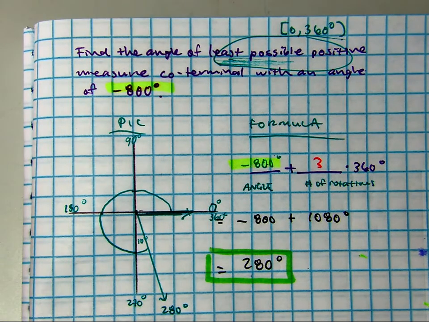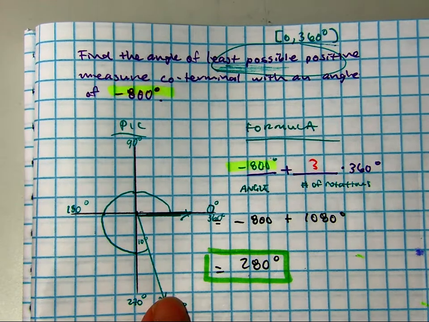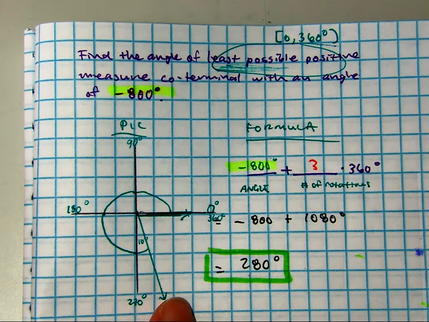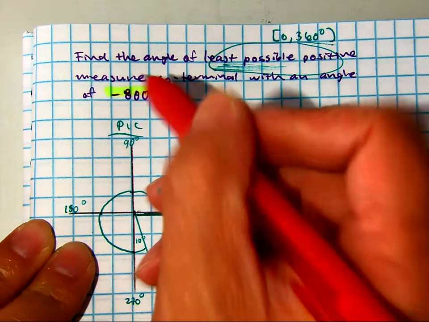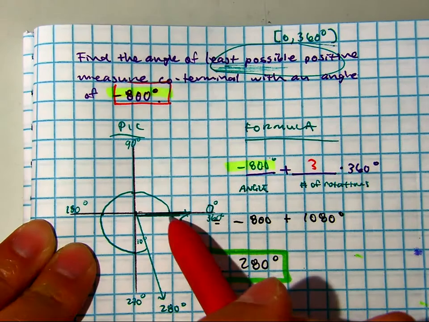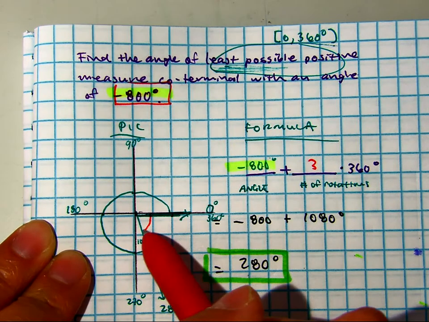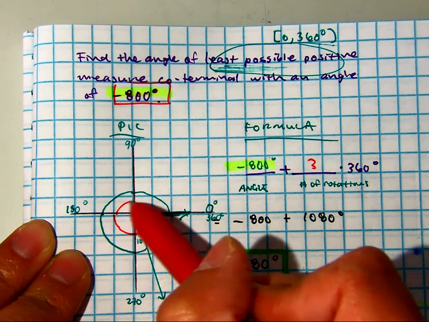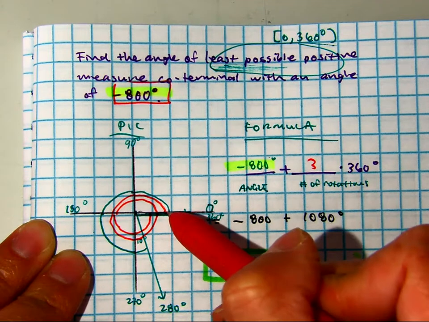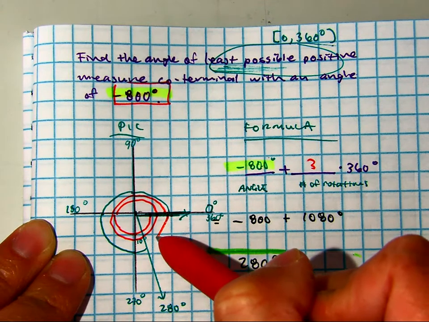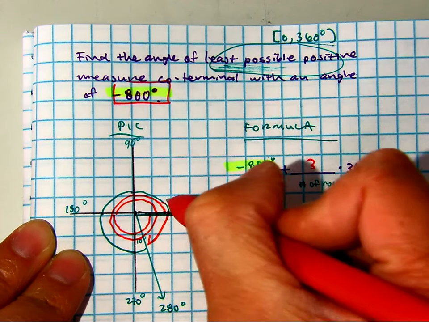Negative 800 degrees would essentially be doing this. You're starting here, negative 90, negative 180, so that's negative 360, negative 720, and then negative 80, so negative 720 plus a negative 80 gives me negative what? Negative 800.